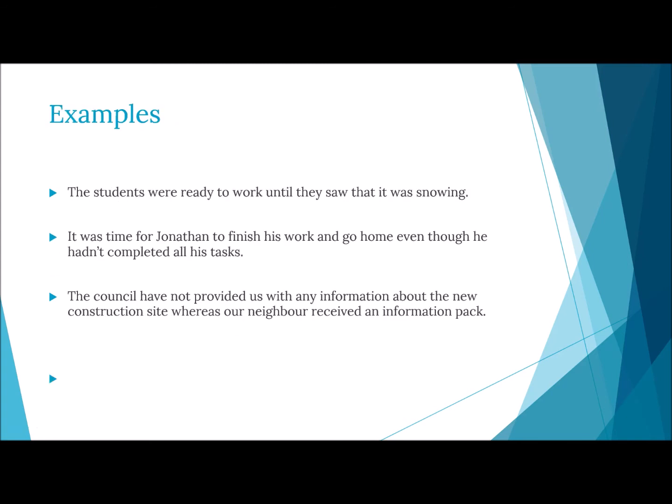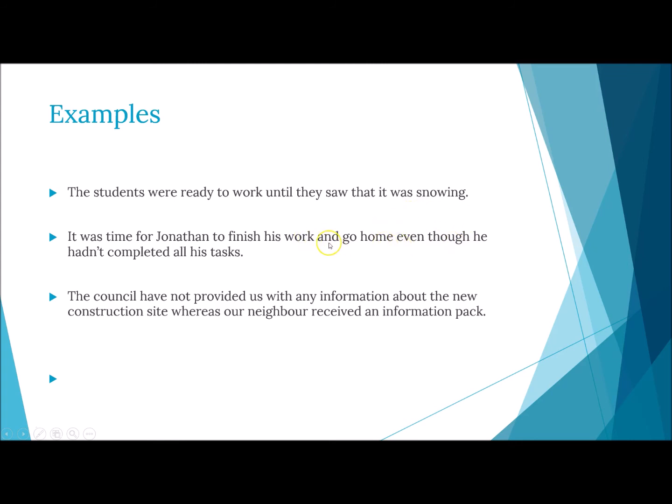So here are some examples. The students were ready to work until they saw that it was snowing. So we can see the word until is one of our words from the list. So by using it, we're creating a complex sentence, but we don't need to use the comma because it's not at the beginning. It was time for Jonathan to finish his work and go home, even though he hadn't completed all of his tasks. And the even though is that making the sentence complex there.